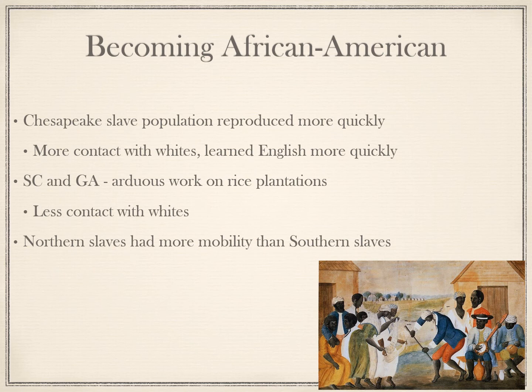The Chesapeake area sees a huge boom in slave population because they're reproducing here, whether with each other or with whites. But when you look further south, that's not the case. In South Carolina and Georgia, the work is much more difficult, and there is just as much population from bringing in new slaves as there is from good old reproduction. And the farther north you go, you have more mobility than people farther south. This meant both social mobility as well as physical mobility.